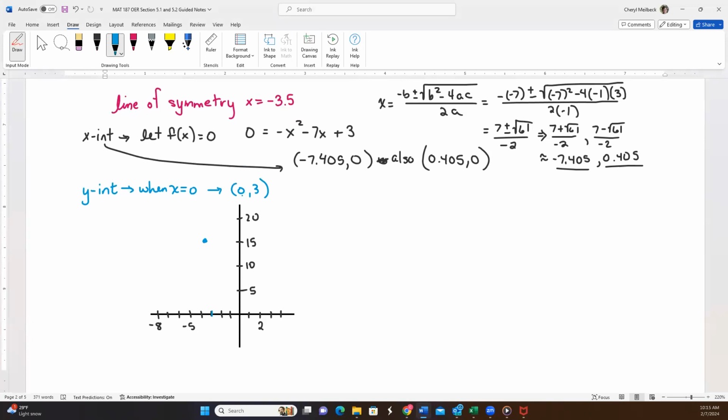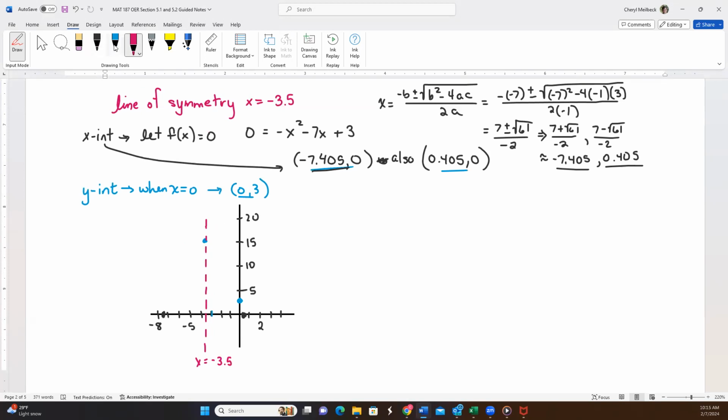Now, we know we cross our y-axis. Our y-intercept is 0, 3, so that's going to be right about here. Our x-intercepts we found here. Let's do those the same color. Negative 7.405 is right about there, and 0.405 is right about here. And we have our line of symmetry as x equals negative 3.5. This is not really part of our graph, it just helps us graph it. So that's the line x equals negative 3.5.